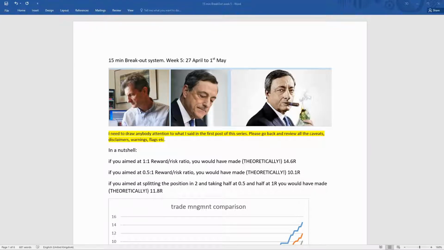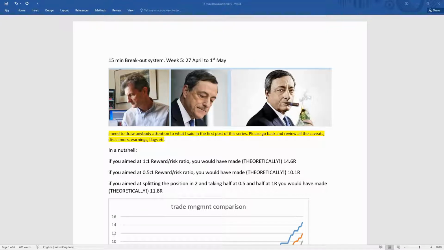Usual warnings, I think they are on my second video. I keep saying that it's on my first video, but it's probably video number two, where I have all the warning about how to read statistics, especially how not to read statistics. Anyway, this was a particularly good week. It was week number five, from the 27th of April to the 1st of May.